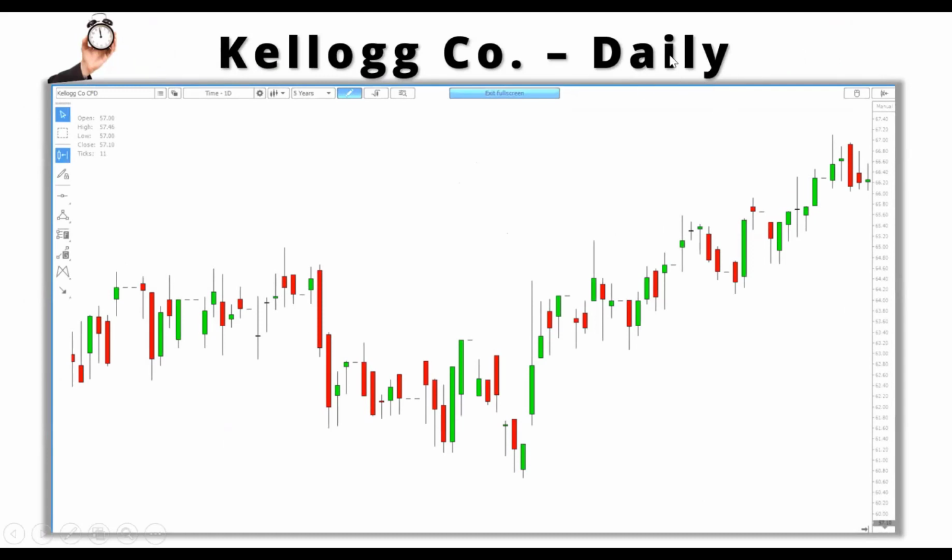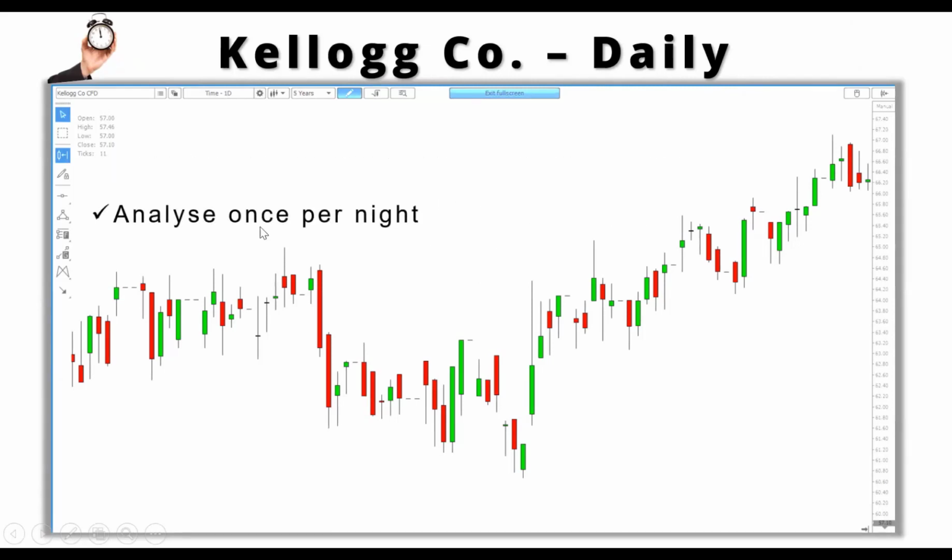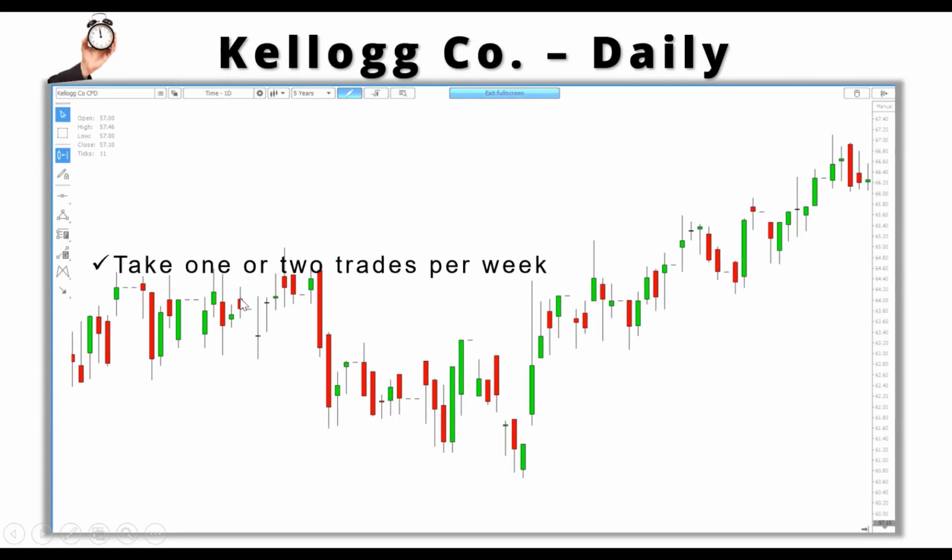Now let's look at a daily chart of Kellogg Co. You can see that it looks a lot more tradable and easier to handle. There are medium-term trends, which we can take advantage of. There are fewer trading setups, and so fewer winners and losers. You only need to worry about analyzing charts once per night, and you can end up taking 1 or 2 trades per week.